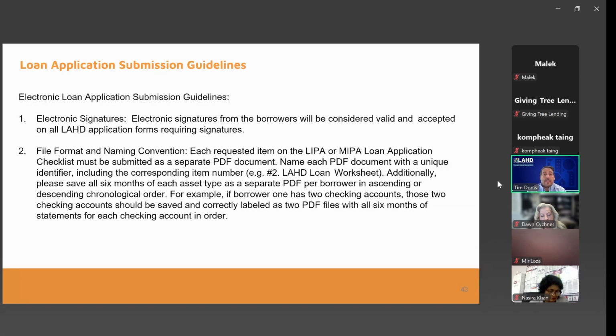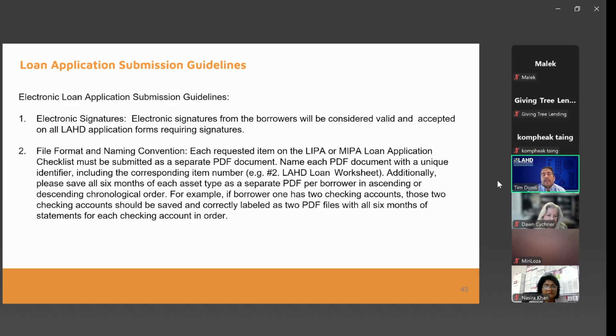Loan application submission guidelines. Electronic loan application submission guidelines are below. Electronic signatures from borrowers will be considered valid and accepted on all LHD application forms requiring signatures. File format and naming convention. Each requested item on the LIPA or MIPA loan application checklist must be submitted as a separate PDF document. Name each PDF document with a unique identifier, including the corresponding item number. Example given, number 2, LHD loan worksheet.